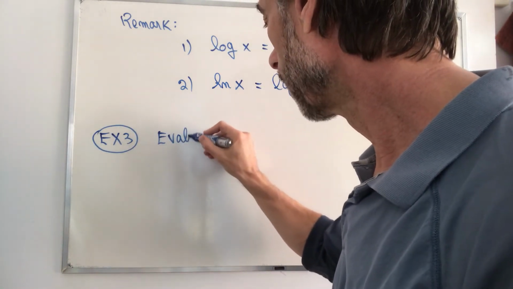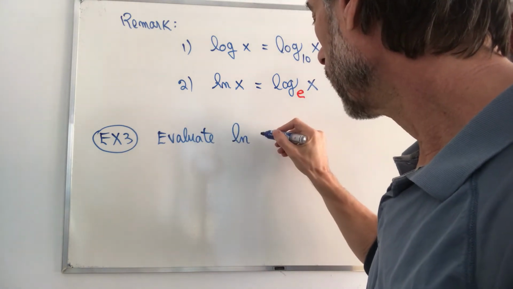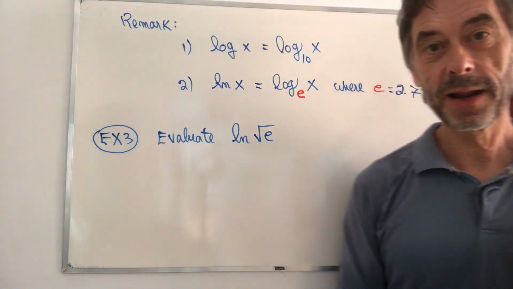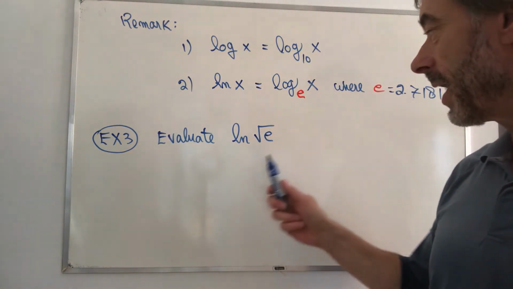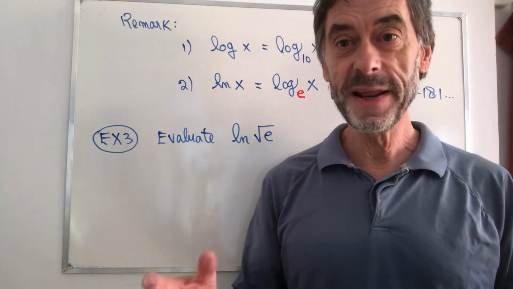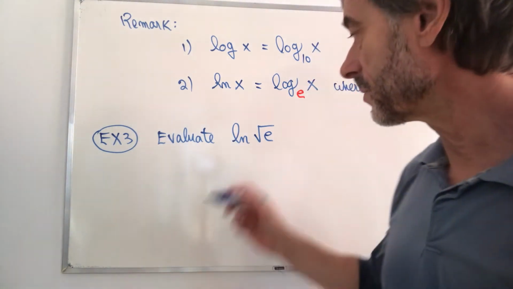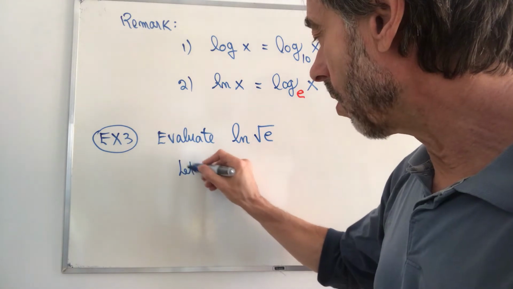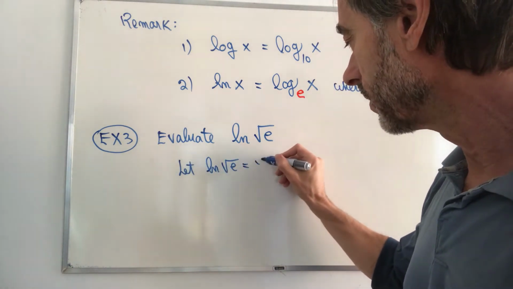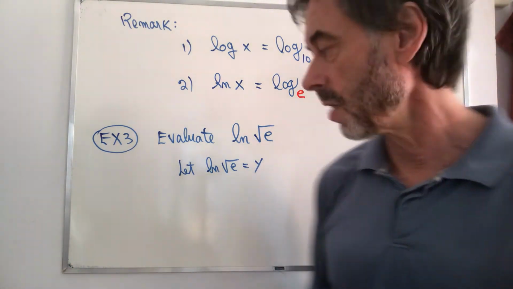Evaluate the ln of the root of e. That looks intimidating, doesn't it? ln and e and roots and things. But let's not be intimidated by that. Basically, let's tackle this from our good old analysis base. So, I don't know what that is. I am going to call it a variable. Call it x, call it y, call it w, call it what you want.